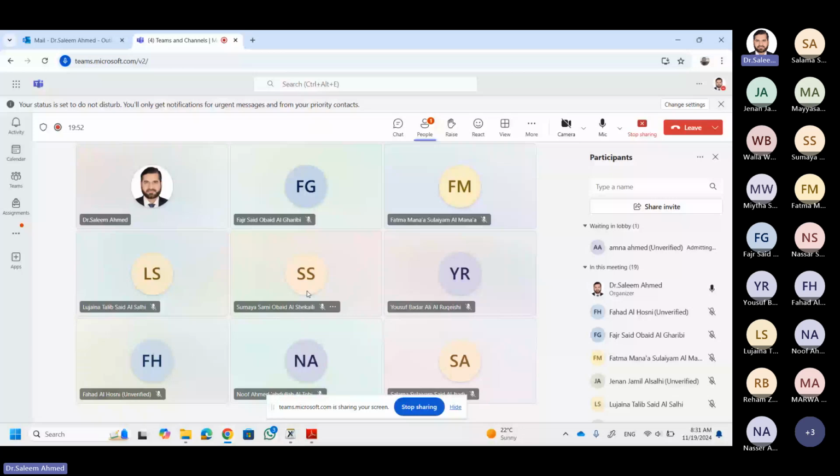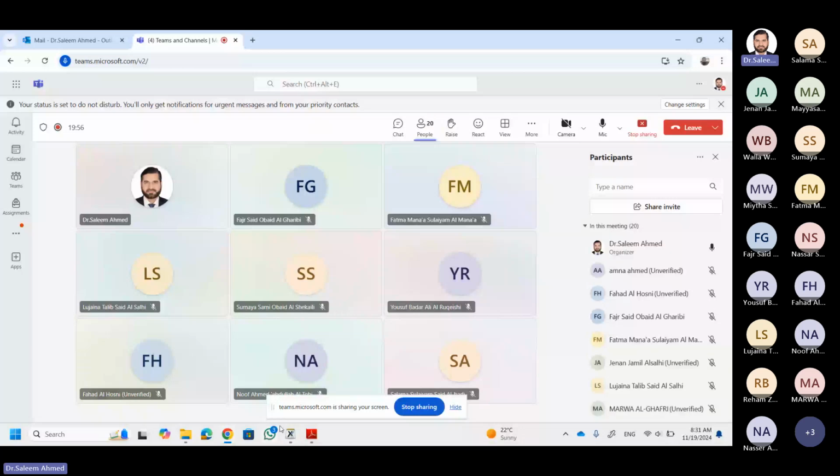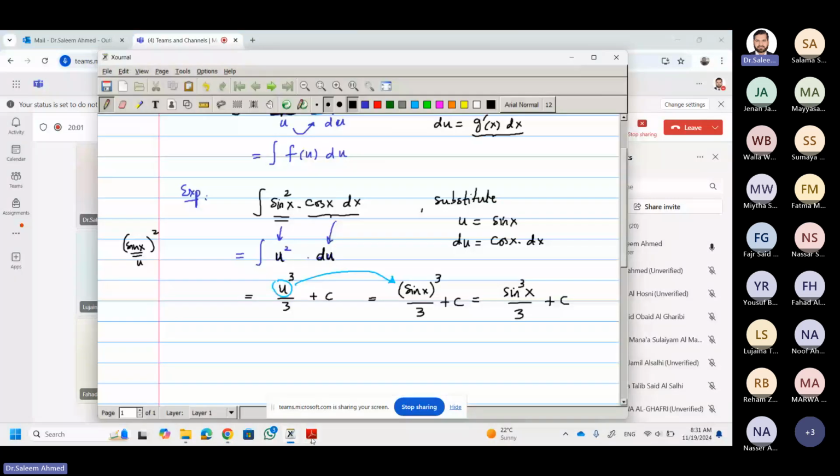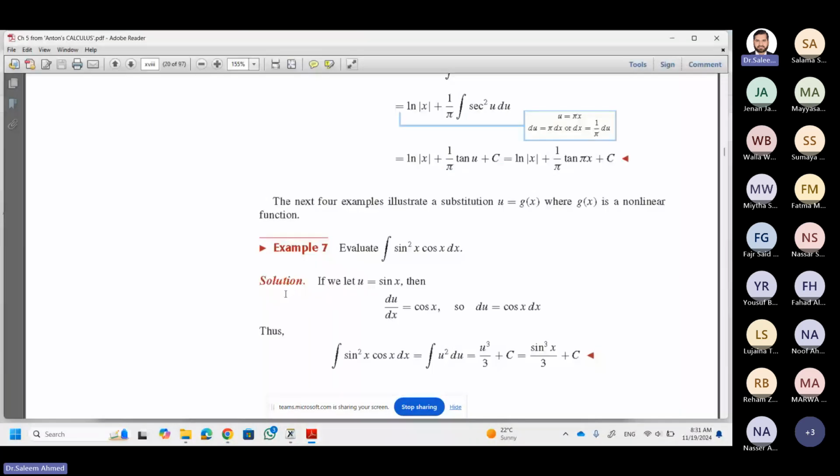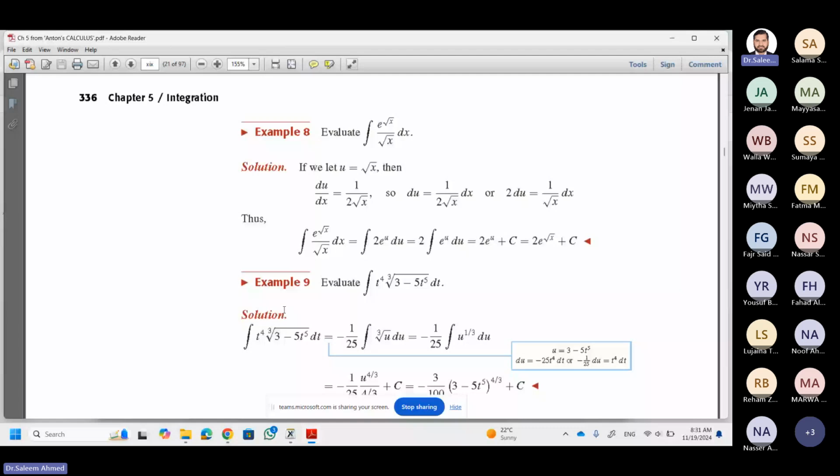All right. So it's easy, not very difficult. If you look at example 8 on page 336, it is e^x by x.